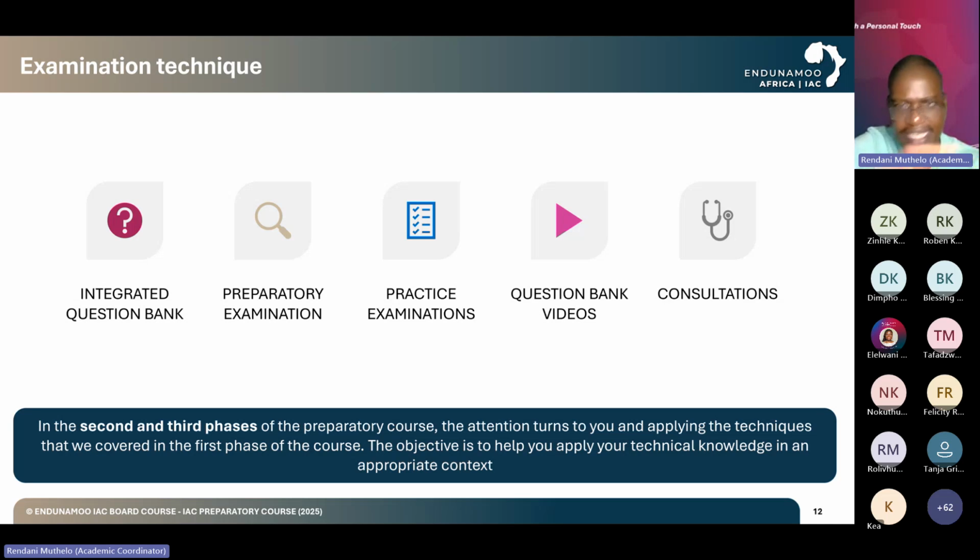And with all these things, you then have the consultation, to make sure you don't go to the exam with anything in your mind not having been resolved. So maybe you wrote the baseline and you felt that you don't know what went wrong. You just didn't get it right.